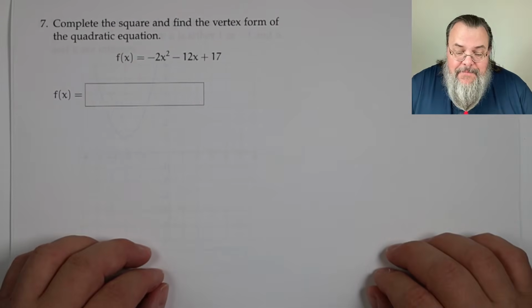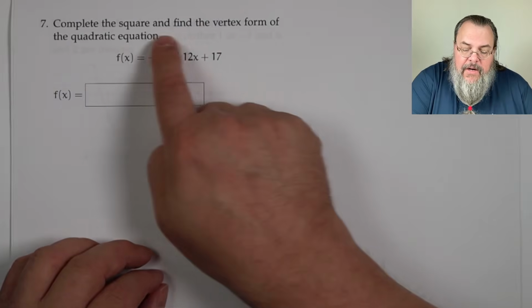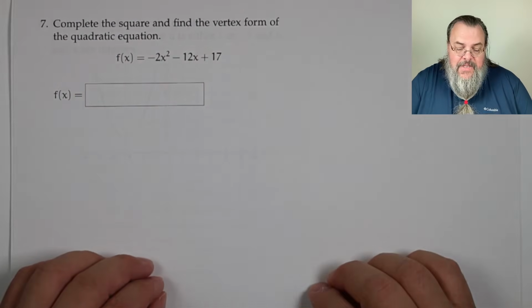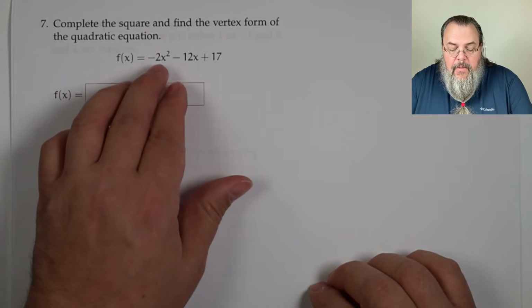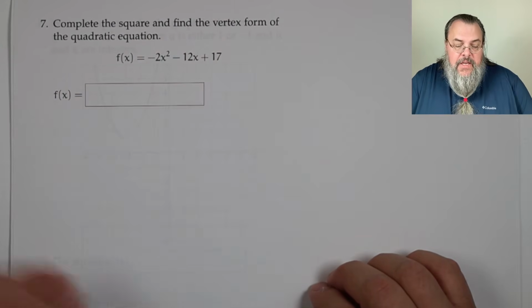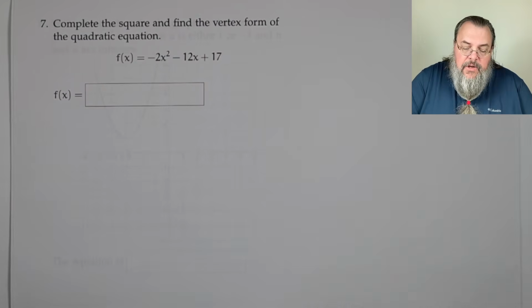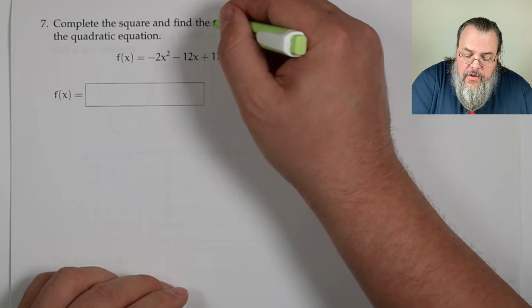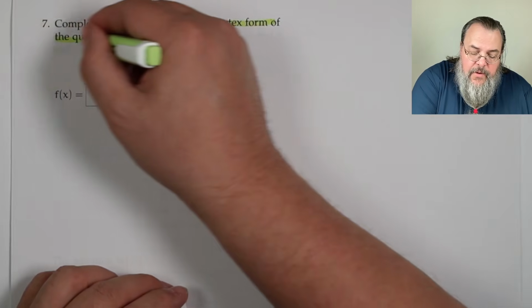Number 7. Complete the square and find the vertex form of the quadratic equation. All right, so we have f of x is minus 2x squared minus 12x plus 17. Now, complete the square is one thing, but what are we trying to get at when it says vertex form of the quadratic equation?